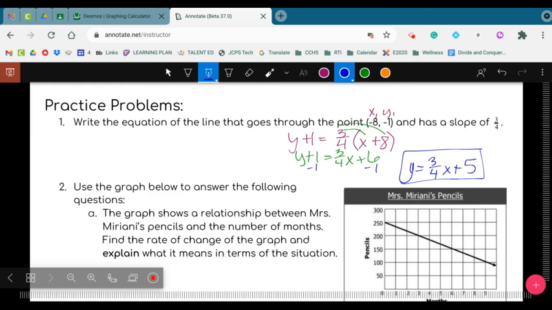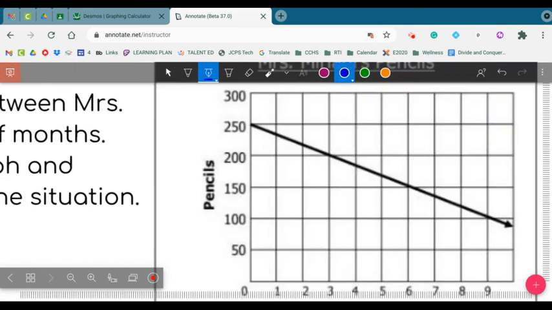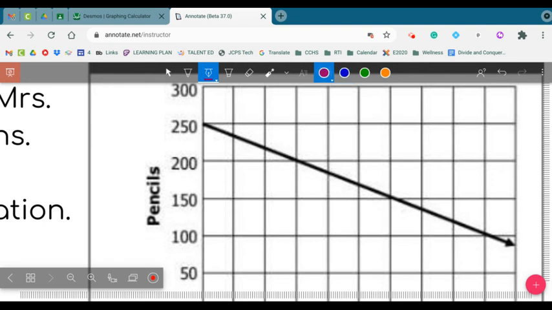That's in slope-intercept form. Next, we're going to look at our graph. It says the graph shows a relationship between Mrs. Mariani's pencils and the number of months. Find the rate of change, which is the same as the slope of the graph, and explain what it means. So let's find our 2 points, because we got to find our 2 points to find slope. And if you guys remember, I always said our y-intercept is 1, and then it looks like this will be another point. So we had to figure out how much am I rising. I rise 1 box, but if you see from 200 to 250, we're actually going up 50.